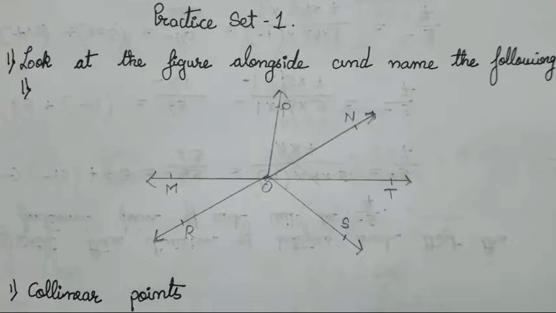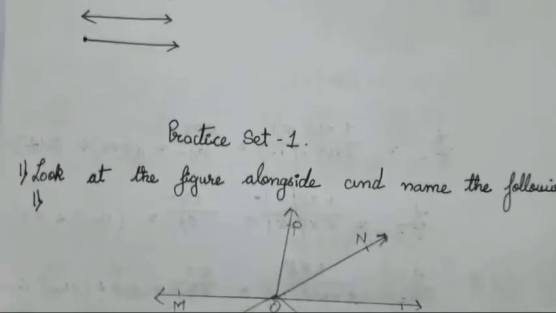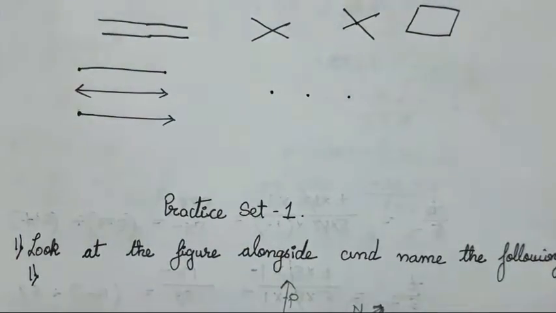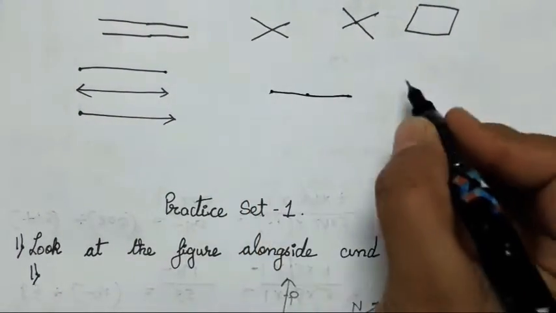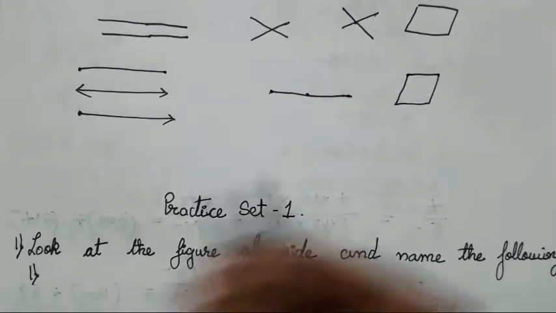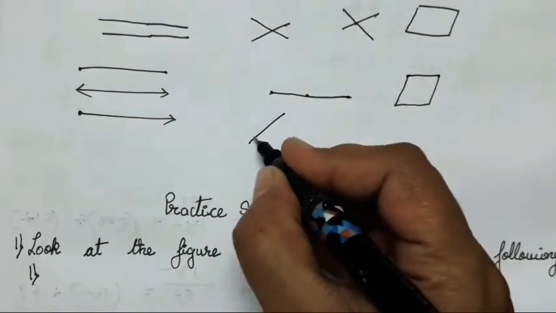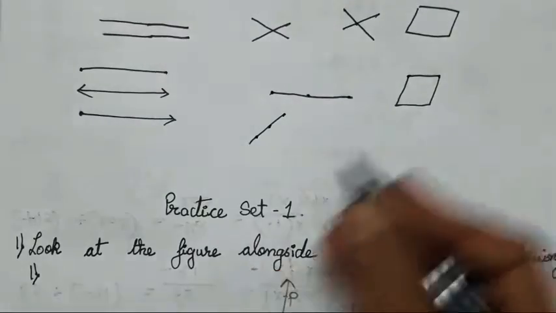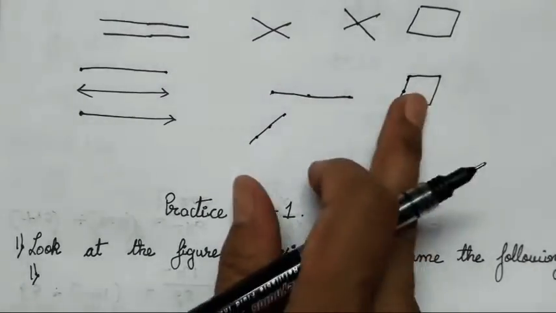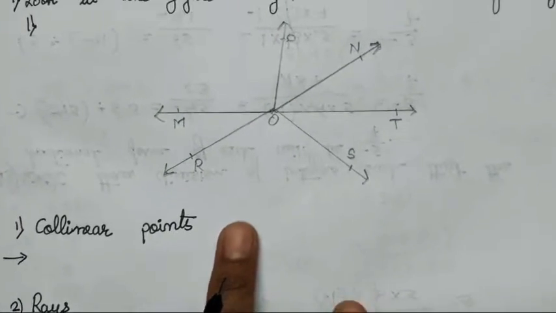Okay, now what are collinear points? Collinear points are points that lie in the same line or same plane. Matlab, they should lie in a straight line. Okay, it should be collinear, मतलब एक straight line में. Okay, it can be like this also. These points are also collinear. These points are also collinear if there is a single point over here. So while explaining in the practice set, I will show you what are collinear points.